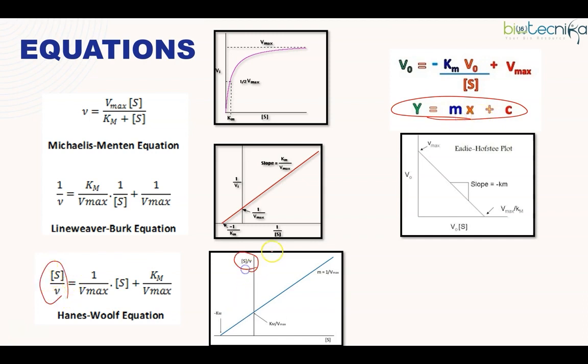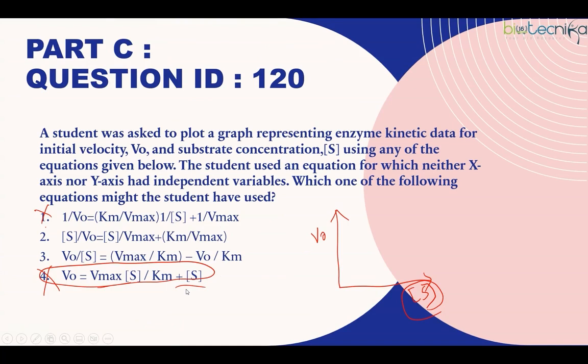So in the y-axis you have S by V, and this substrate will be in the x-axis. So again you can see that substrate, which is an independent variable, has come in the x-axis. That means he would not have used the Hanes-Woolf plot either. So where is the Hanes-Woolf plot? This is the Hanes-Woolf plot. So this one also he must not have used. So the only one which is left is this one.